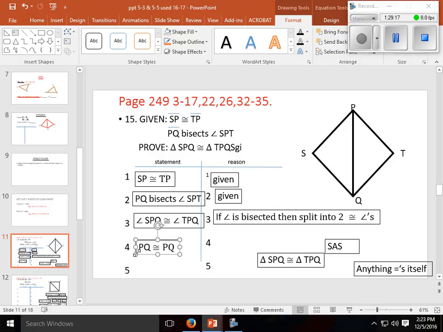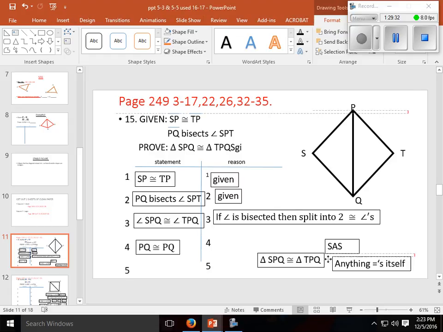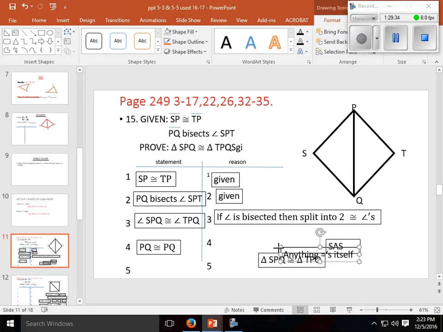Blake, you're getting ready to go back up there if you can't be quiet and write this down and pay attention. Next, how did we know that those two segments were congruent? Anything equals itself.